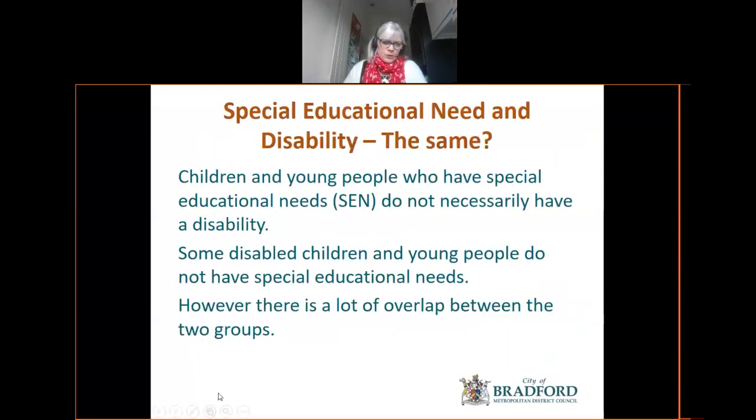Just before we move on to looking at the code, I wanted to consider for a moment whether a special educational need and disability are the same. The answer is no, they aren't, but they are closely linked and are often referred to together within documentation. A young person or child with a special educational need does not necessarily have a disability. And neither does a young person with a disability necessarily have a special educational need, and we can consider this in a little more detail shortly.